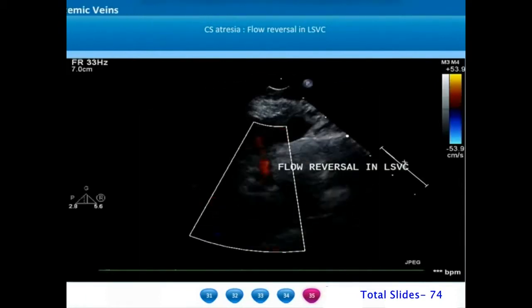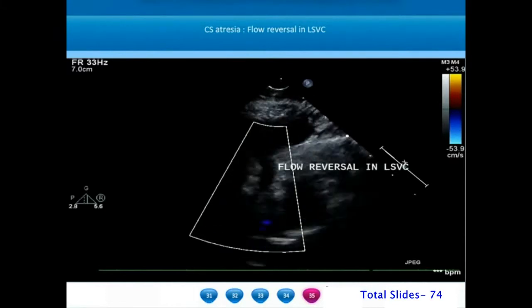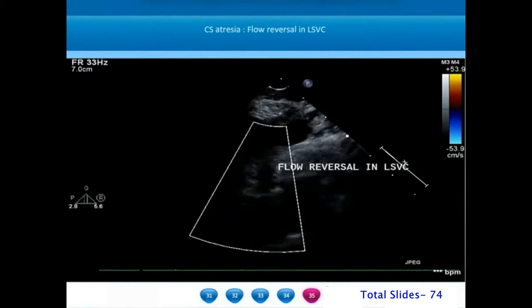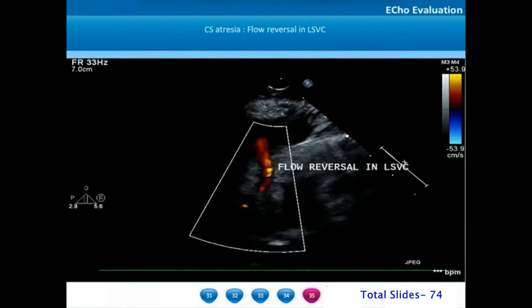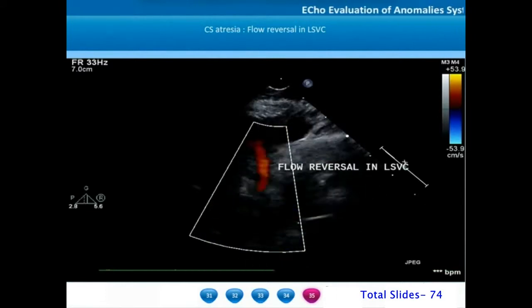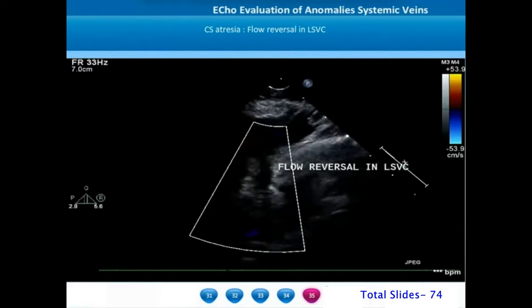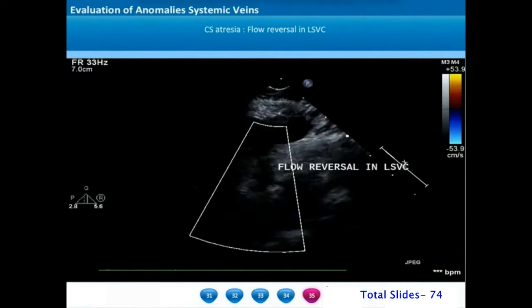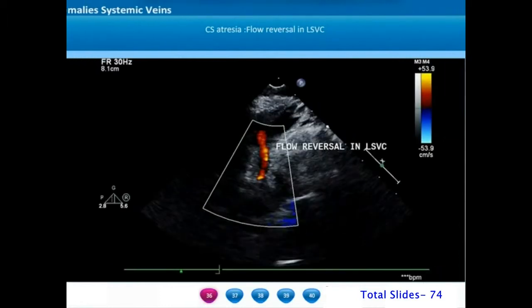From a suprasternal view, we can appreciate the flow reversal in the left superior vena cava. Since the coronary sinus ostium is closed, all the coronary venous blood should be decompressed by this left superior vena cava into the left innominate vein. A still frame from the suprasternal view shows a flow reversal in the left superior vena cava.